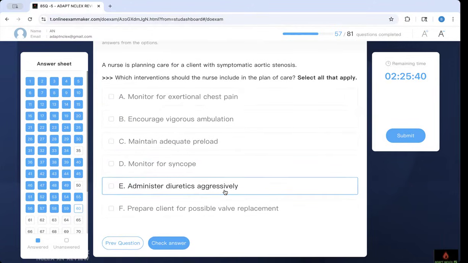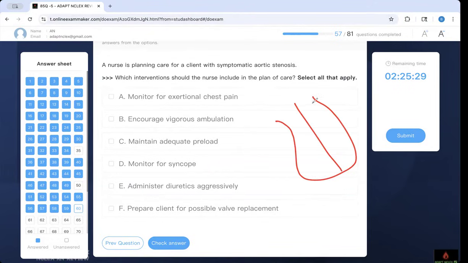And this is primary care for a patient with what? Symptomatic aortic stenosis. That means the aorta is blocked and they're going to have problems. So when you draw it, the outflow is obstructed. When the ventricle pumps, blood is not coming out. Which intervention should the nurse include in the plan of care? That is risk reduction, so that the patient does not die.